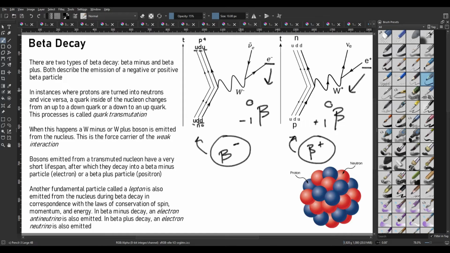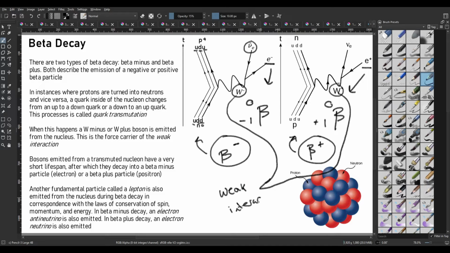So right before, one thing I want to point out, right before this beta particle is emitted and our antineutrino up here is emitted, we see that there's this W minus boson over here, and the same thing happens over here. There's this W plus boson. Do you remember what we called these bosons? What do these bosons correspond with? These bosons are one of the quanta of the weak force, the weak interaction.